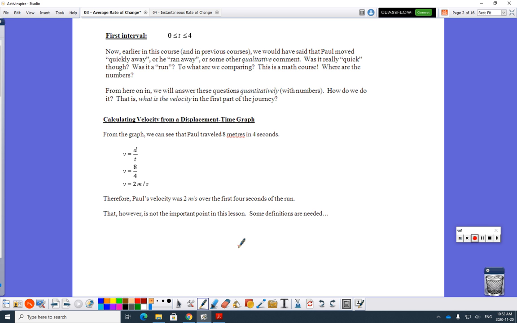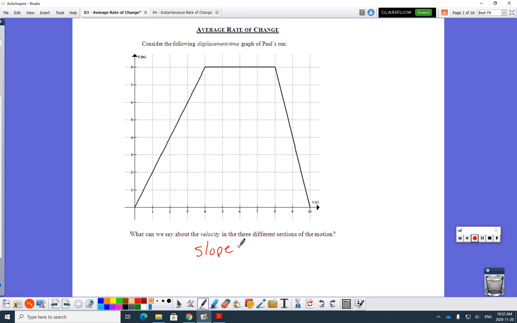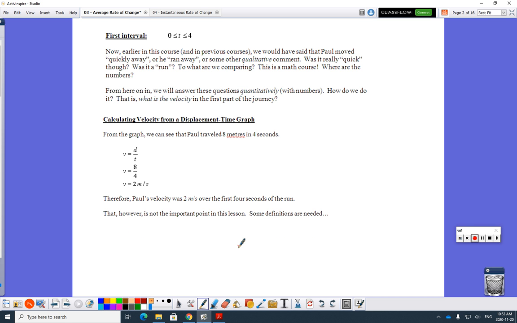Earlier in this course and in previous courses, we would have said that Paul moved quickly, or he ran away, or some other qualitative comment. That is, between 0 and 4, we would have looked at this and said, oh, he's moving away. The slope is very large, and so he's running, and his displacement's getting bigger. We would have said distance in grade 9 to not confuse the issue, but his displacement's getting bigger all the time, very quickly, so he's running away for those first 4 seconds. And that might have been the end of what we would have said about it, a qualitative analysis.